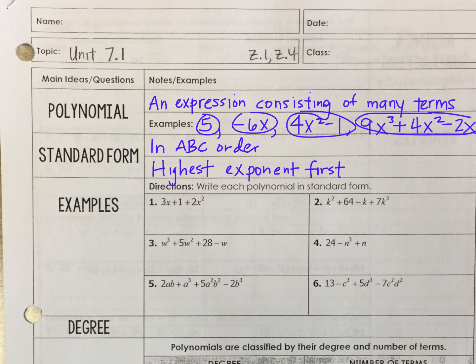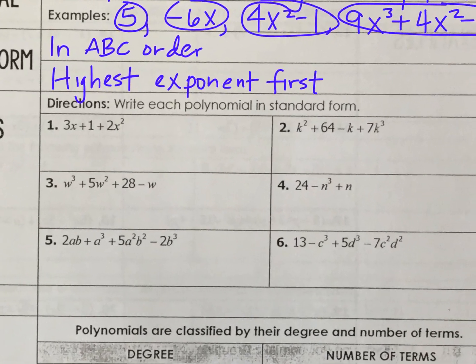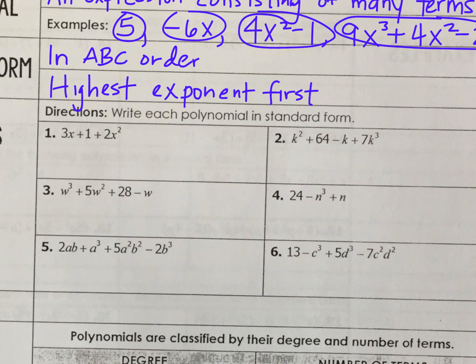I'm going to do these in ABC order with the highest exponent first. Well, there's only x's, so there's no ABC order, but I have an x squared, so 2x squared goes first, then I just have an x, and then I just write the number that doesn't have any variable on it. That is the correct order.